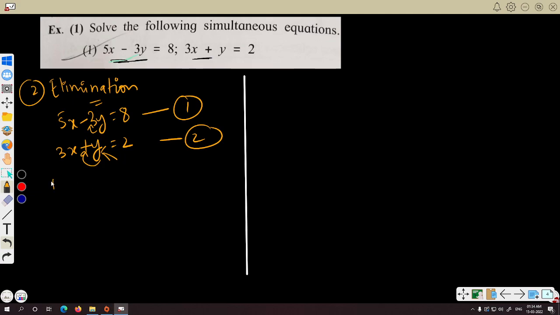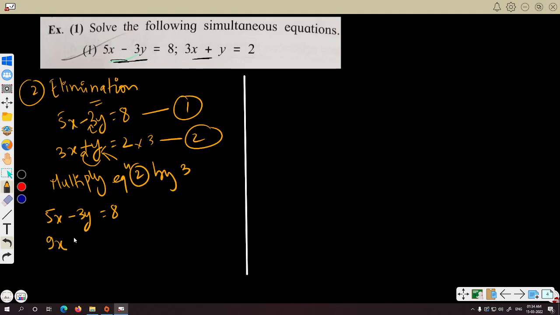If I multiply equation 2 by 3, what will happen? Your first equation will be as it is, 5x minus 3y is equal to 8. Now the second equation we have multiplied with 3, so 3x into 3 will be 9x, y into 3 will be plus 3y, and 2 into 3 will be 6.